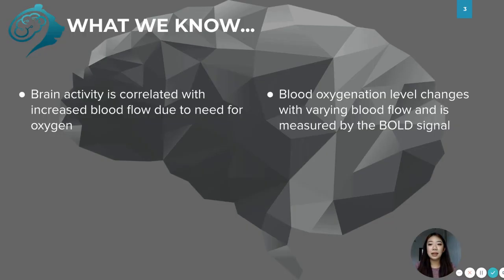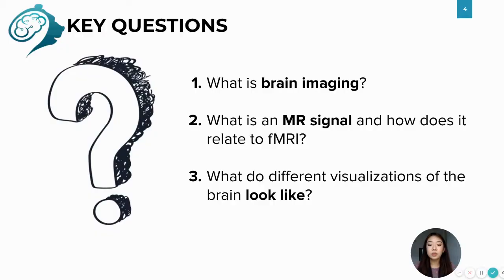So from our last lesson, we learned that brain activity is correlated with an increased blood flow due to need for oxygen, and that blood oxygenation level changes with varying blood flow and is measured by the BOLD signal. So some questions we'll answer today are: what is brain imaging? What is an MR signal and how does it relate to fMRI? And what do different visualizations of the brain look like?